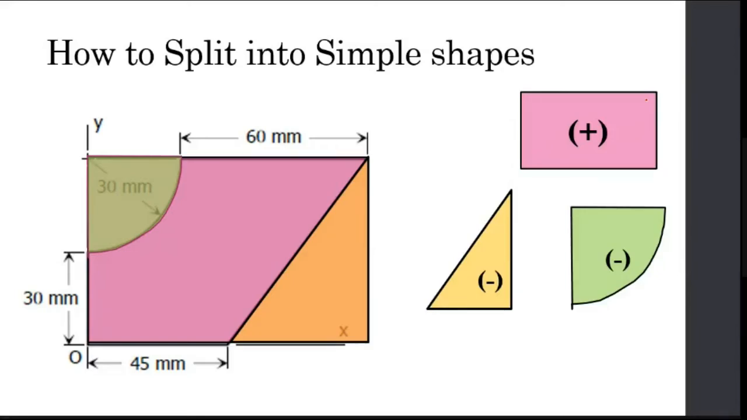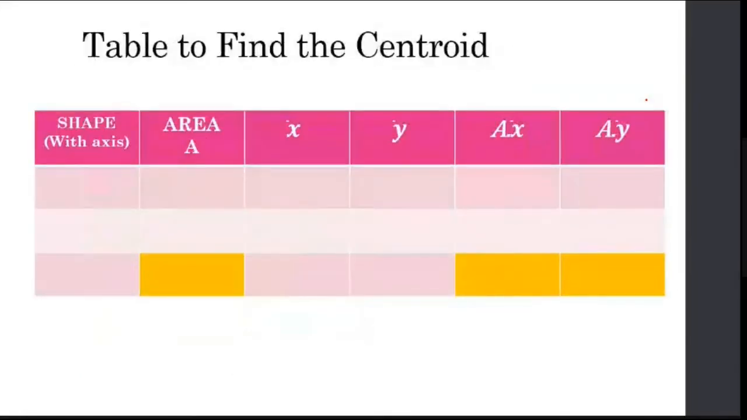How you are getting the shapes accordingly, right? So let me consider, you put a table like this. The first thing is you have to put a table like this. The table asks what is the shape, after splitting it, what is the area, what is your X bar, what is your Y bar, what is A into X bar, what is A into Y bar. You identify these for different shapes.